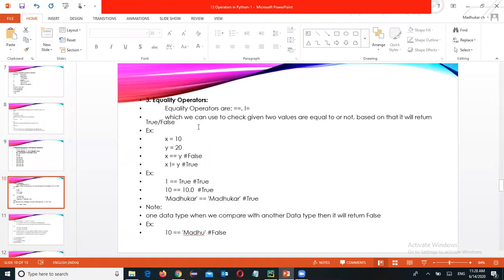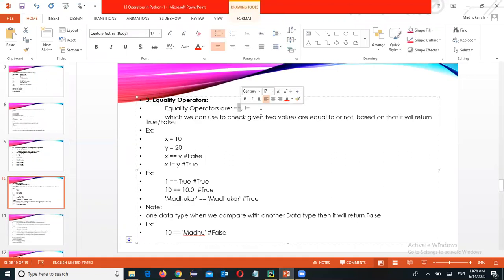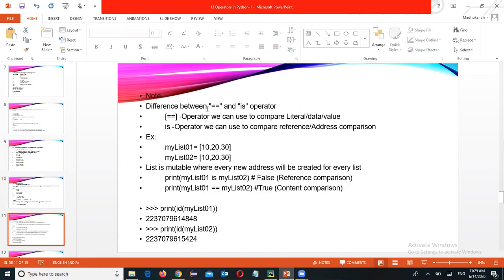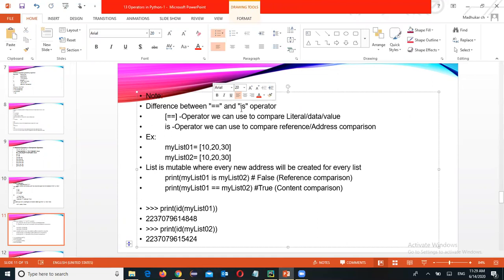So the equality operators, equal to and not equal to, we can use to check whether the given two values are equal or not. Based on that it will return true or false values. X equal to 10, Y equal to 20, false. That is an example. Okay. Next, the difference between equal to and is.